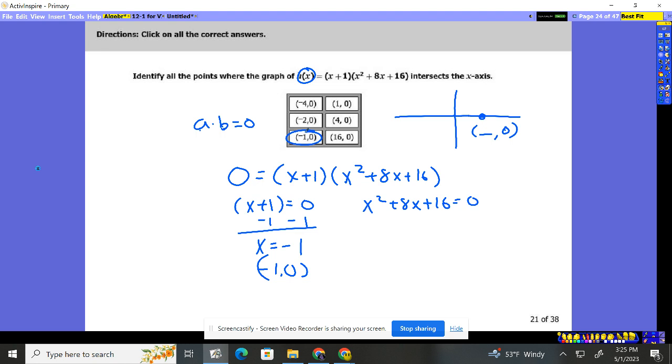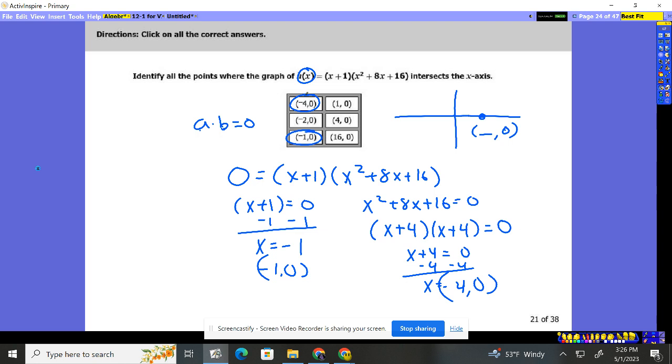Here, I'm like, hey, x² has a factor of 16. What multiplies together to give you 16 and adds to give you 8? Well, that's (x + 4)(x + 4). So here you can see x + 4, they're the same. Subtract 4, you're going to get negative 4. And then as an ordered pair, (-4, 0). Those are our two answers.